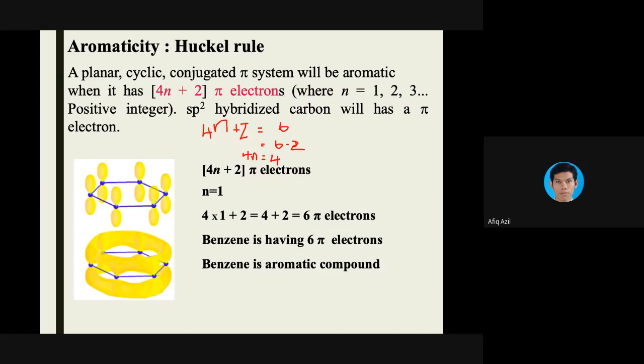So if you bring 4 to this side, then it will be divide. So 4 divided by 4 equals 1. So n equals 1. So when n equals 1, 2, 3, and so on, that means it fulfills Huckel rule. So benzene has 6 pi electrons. So benzene is an aromatic compound.